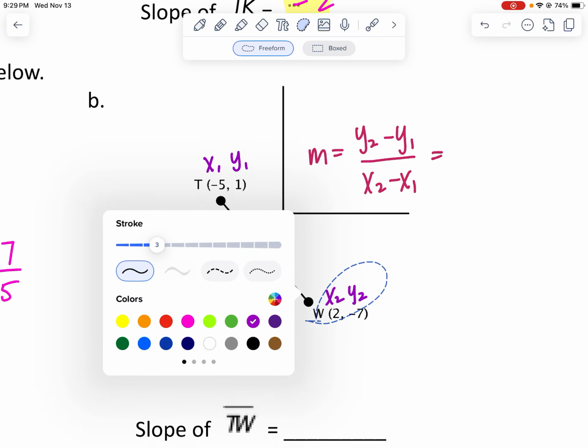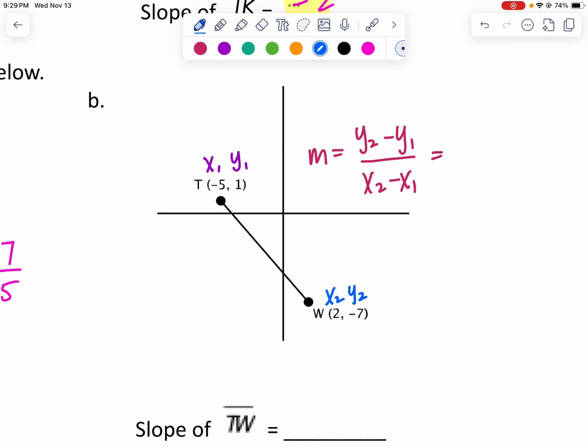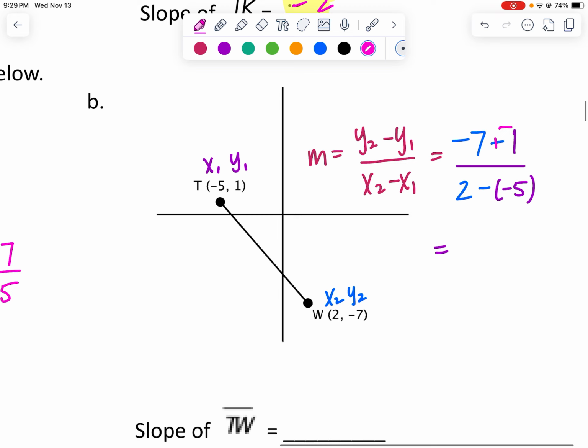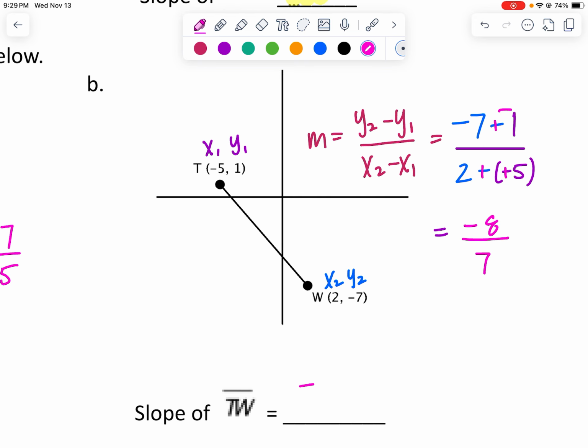Let me go ahead and change this to a different color. Okay, I'm going to start with my y2, which is negative 7. I'm going to subtract it with my y1, which is 1, all over my x2, which is 2, subtract it with my x1, which is a negative 5. Okay, let's go ahead and add the negative 1, so we get negative 8 all over 7. And this is my answer. This fraction cannot be reduced. My answer is negative 8 over 7.